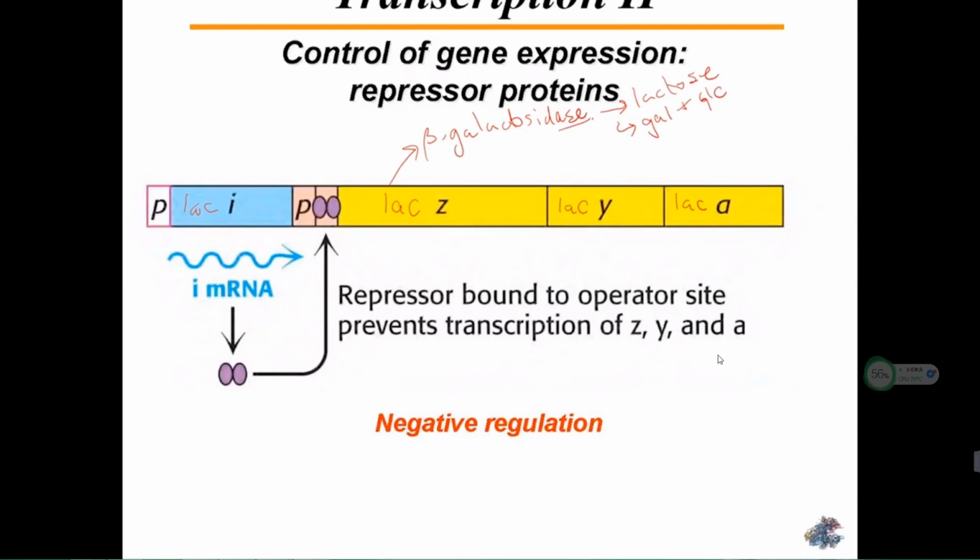The lac-Y gene is responsible for synthesizing the galactoside permease protein. And this protein is a transporter, which helps to bring the lactose into the cell. And then finally, the lac-A gene will be responsible for synthesizing the galactoside transacetylase protein.